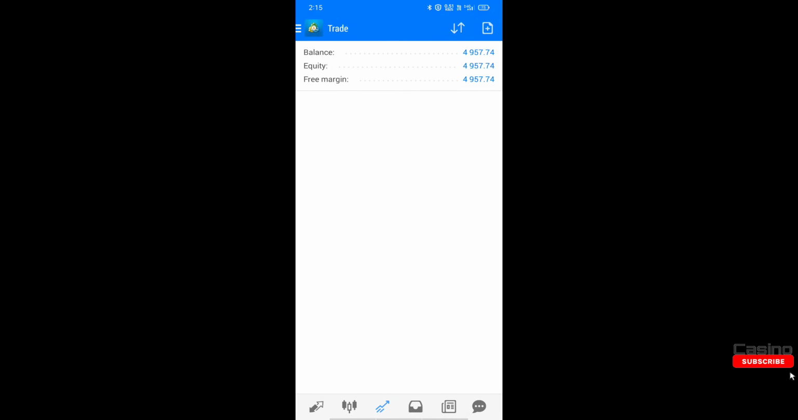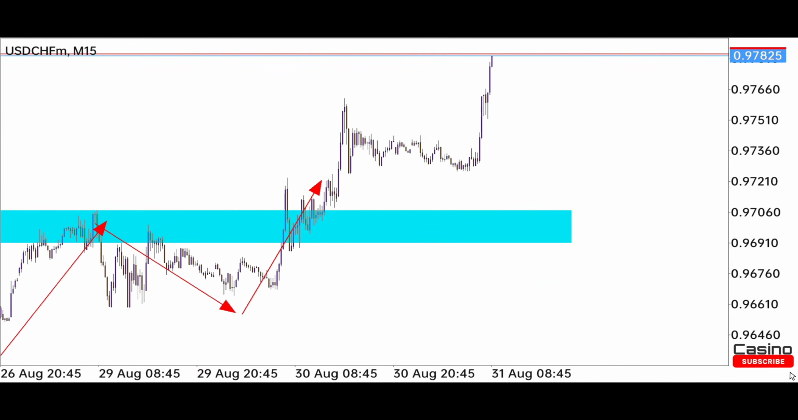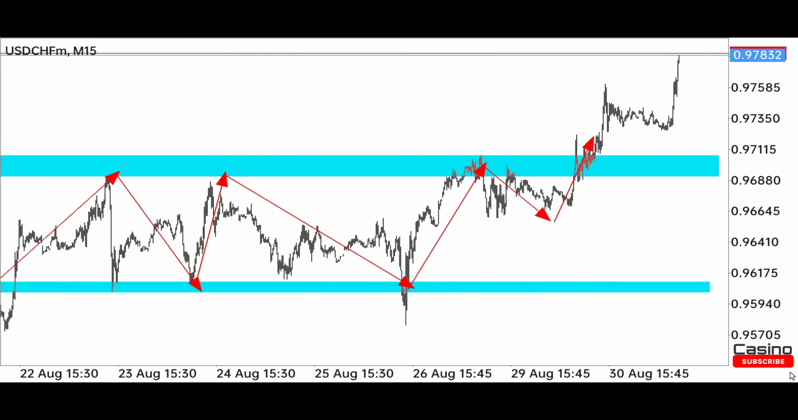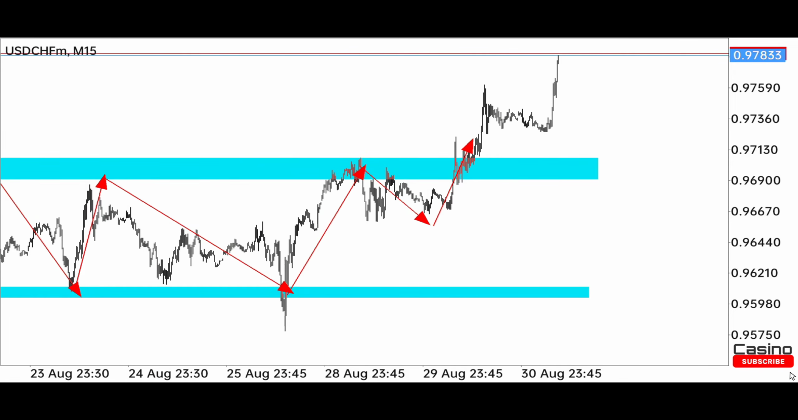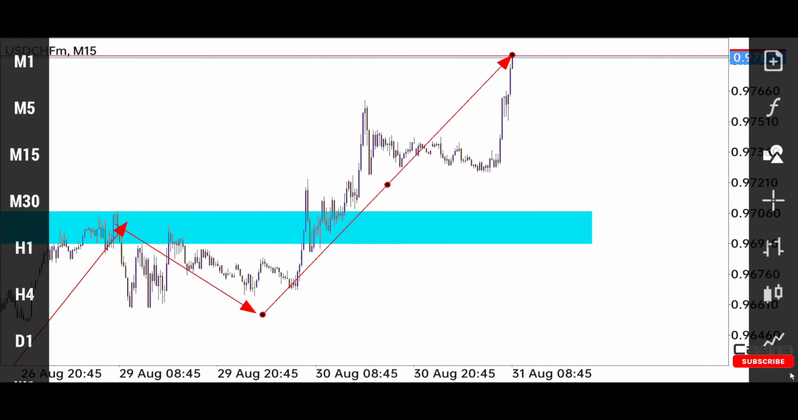Guys, I had deposited $3,000. The account grew to $4,957, which is 60% of our account. This was a high probability trade as the market gave a breakout after a very long period of time, which indicates to us that there will be a big move in the market. Such patterns are sometimes seen in the market where you can trade. The market went from here to there after giving a breakout, which is a good move that hit our target.